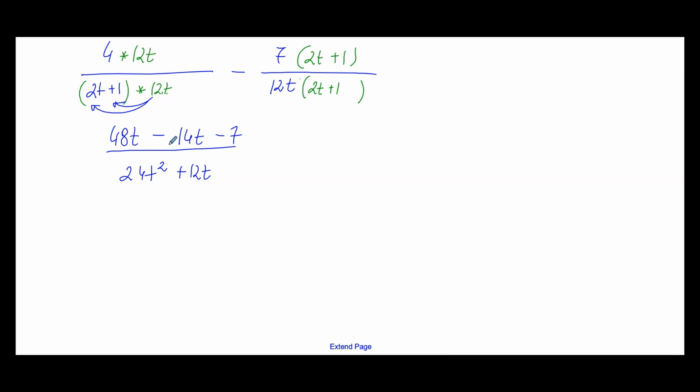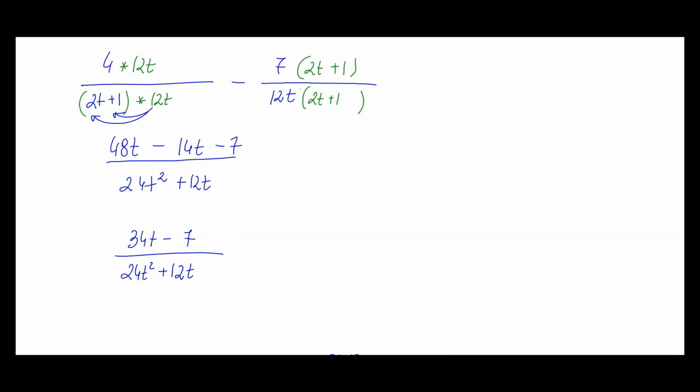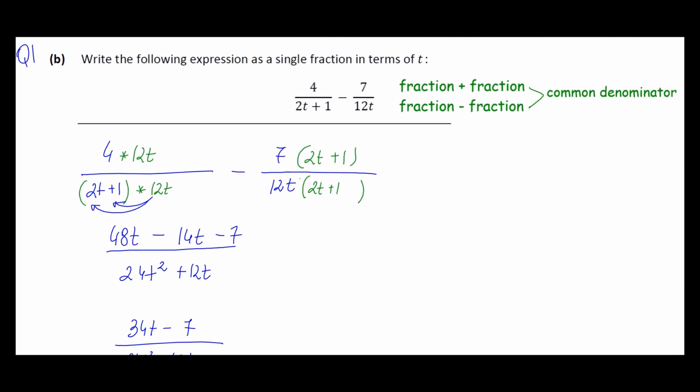So now the only thing we can do here, that 48t and 14t can be added together, that is 34t minus 7. And then there is not much I can do at the bottom of the fraction, so we just copy and paste. That's it, really. And that's a typical example of calculation with the fraction.